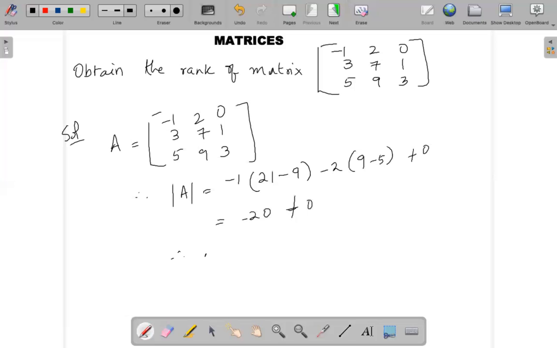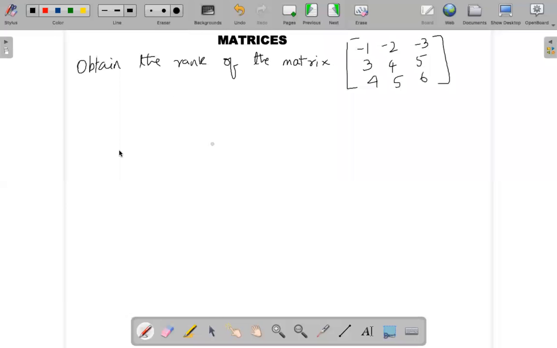So therefore, A is a non-singular matrix, and hence the rank of the matrix A will be 3, since the determinant is not equal to 0, or A is non-singular. Okay, this is also a 3 by 3, right?